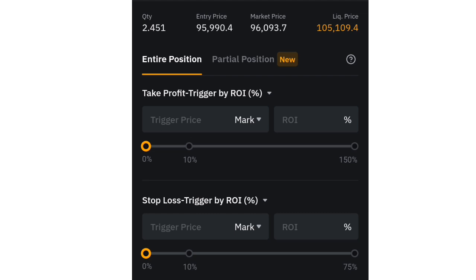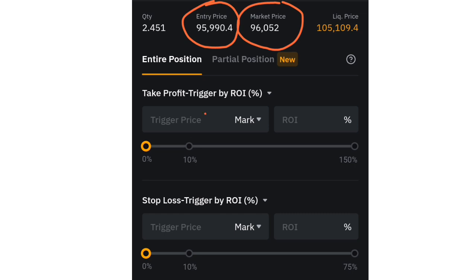So when you come here, you can see the way it is. Take profit. Here is where you put the amount or the exact price where you want to take your profit. Look here, you see market price. This is the current market price. This is the entry price. This is the price we entered, right? So we entered at 95,990 USDT.